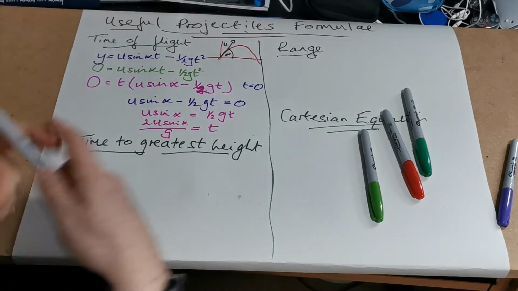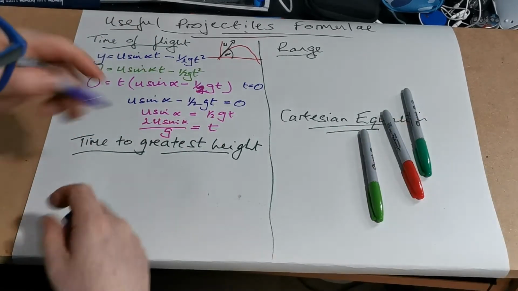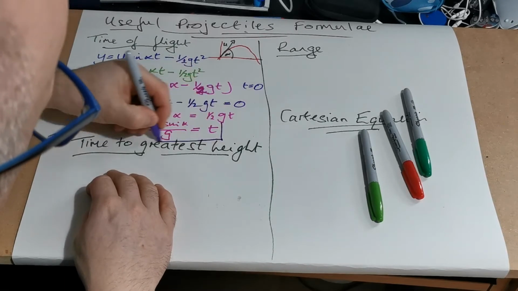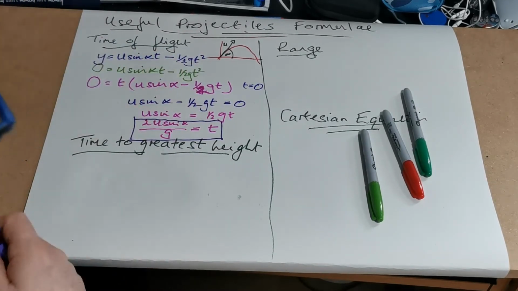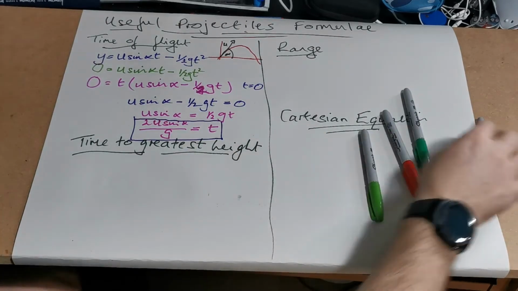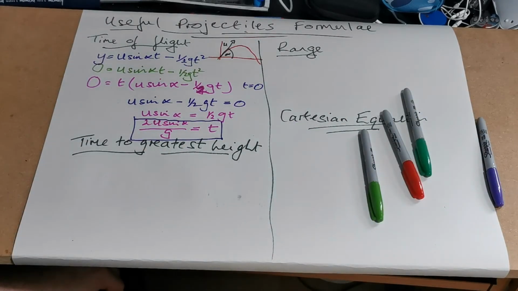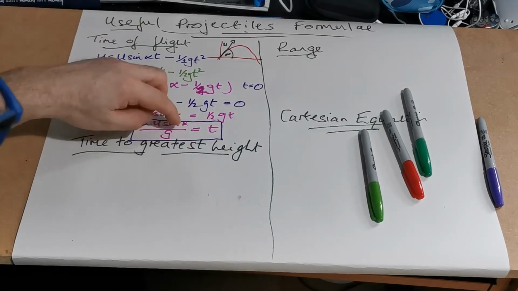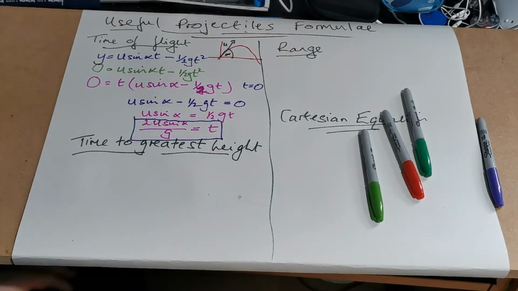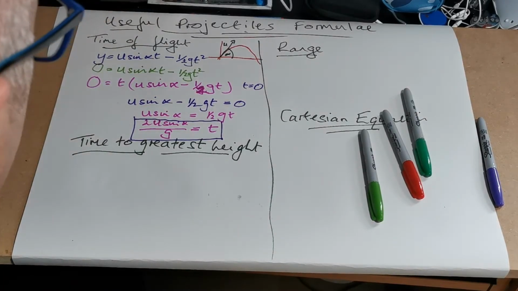So the time of flight can be found by just working through that. So working when y is 0, and you can just use that formula. Now you're often asked to prove these formulae, so it's worth having a good shot at them now.